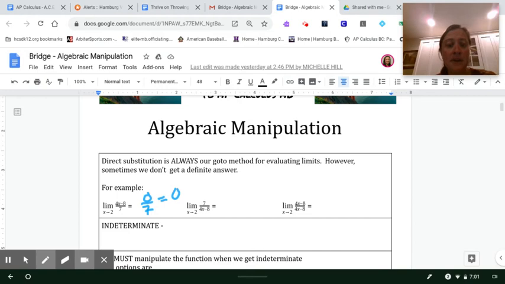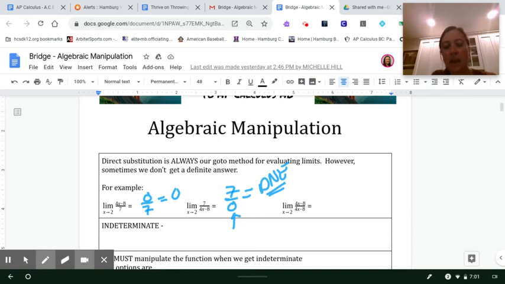The next one, the limit as x approaches 2 of 7 over 4x minus 8. So I have 7 over 4 times 2 is 8 minus 8 is 0. 7 divided by 0, however, does not exist. It is all fun and games until you try to divide by 0. It is not possible. Okay, anything divided by 0 doesn't exist.